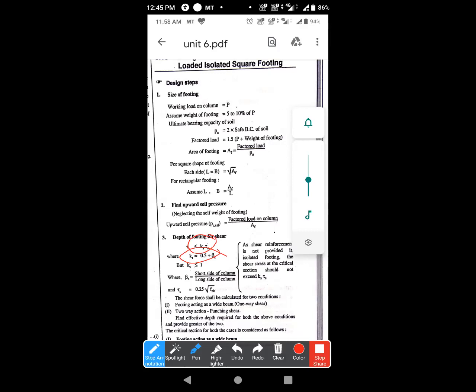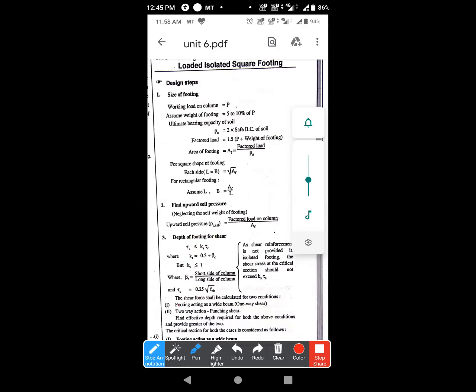And Ks I have already told you before, for one way shear, Ks is equal to 0.5 plus beta c, and Ks should be less than or equal to 1. Beta c is the short side of your column upon the long side of your column. Tau c is nothing but 0.25 into root of fck.